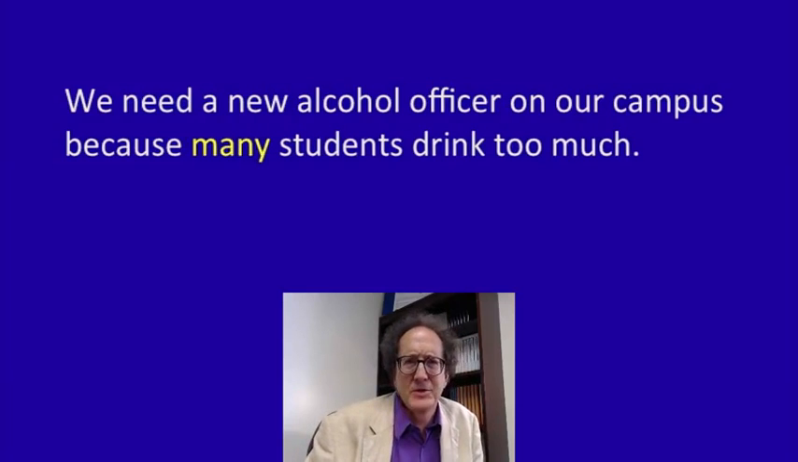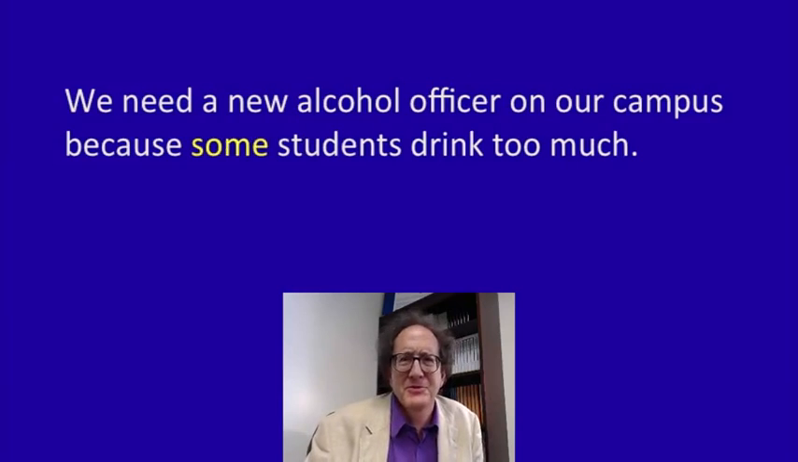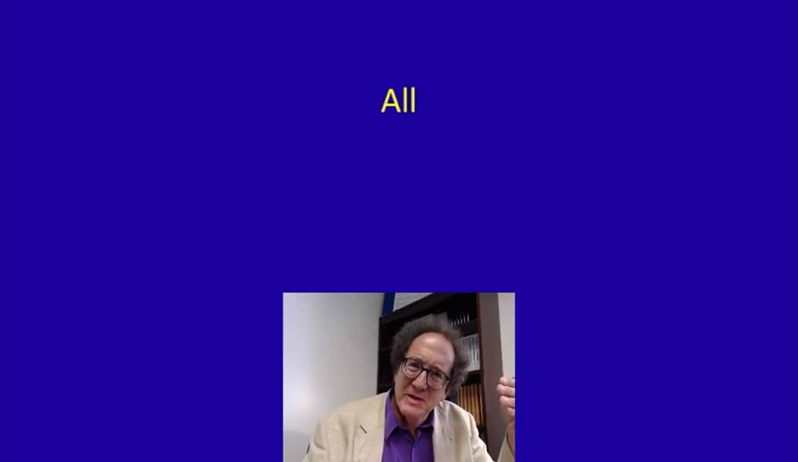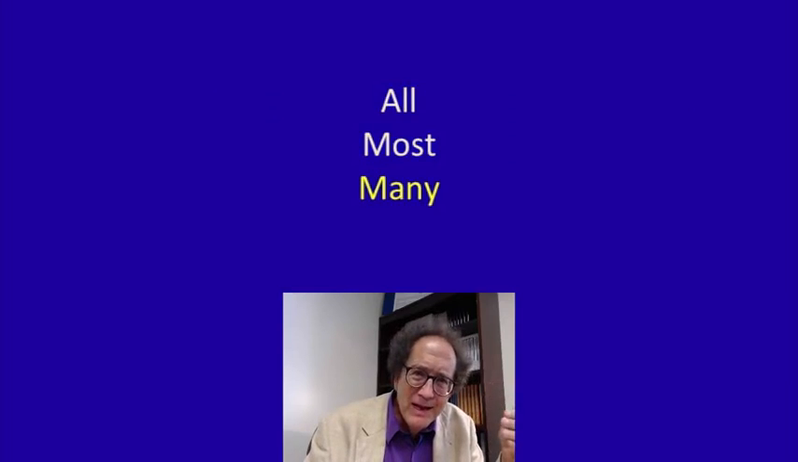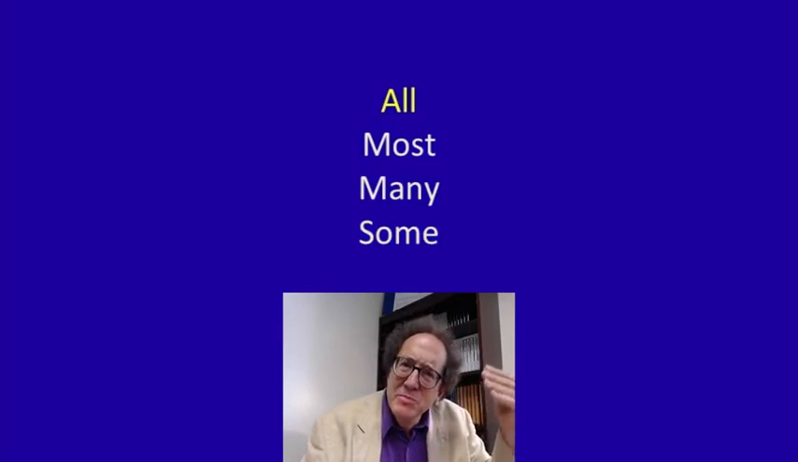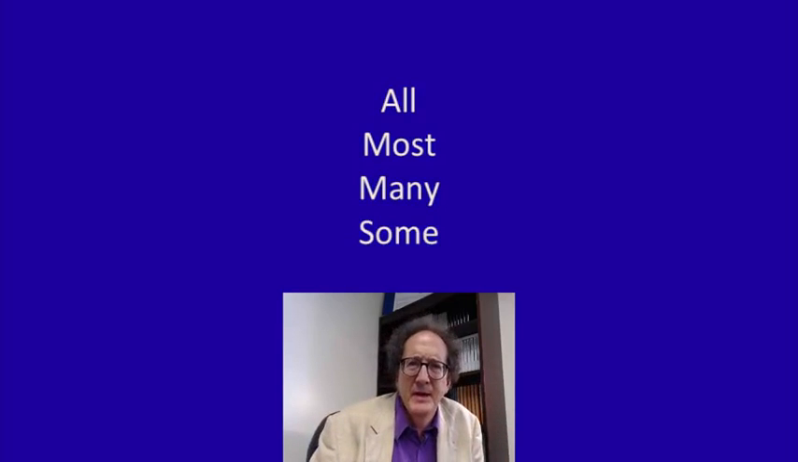Many students drink too much. Okay, many, too many, because it's too much. Some students drink too much. Notice that you can guard or weaken the claim, the premise, from all students drink too much to most students drink too much to many students drink too much to some students drink too much. And as you move down that scale, the premise gets harder and harder to deny.